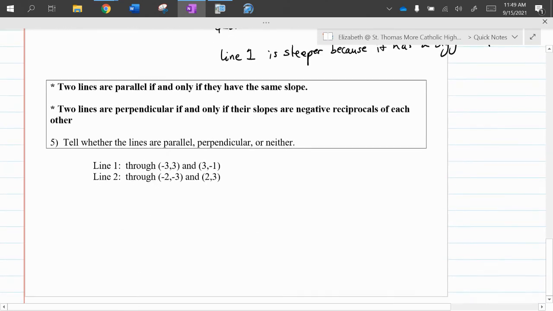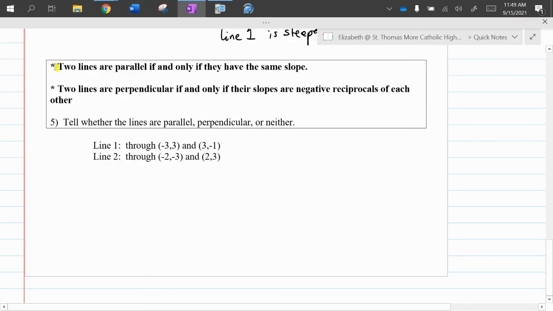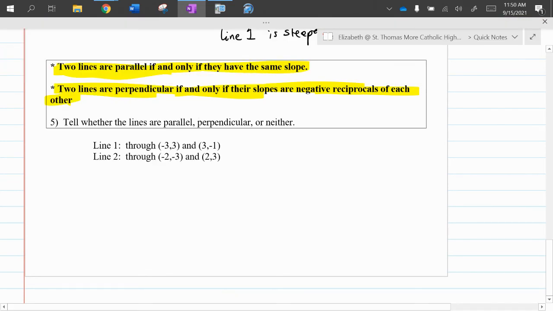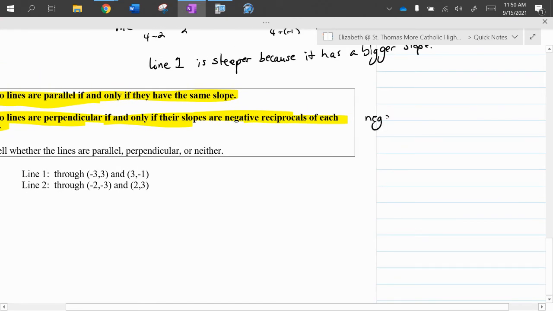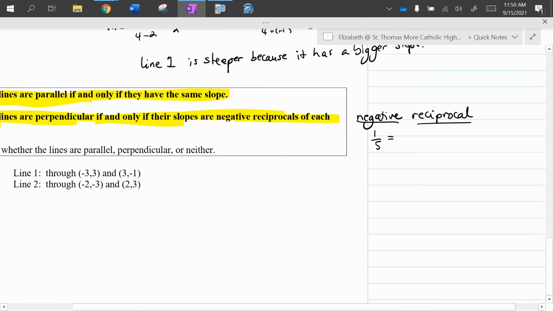Okay, and then lastly, two lines, let's highlight. Looks like we need to highlight again. Two lines are parallel if and only if they have the same slope. And two lines are perpendicular if and only if their slopes are negative reciprocals of each other. So let's go over to the side and make sure we know what it means to be a negative reciprocal. Two lines are going to be parallel if their slopes are the same. But two lines will be perpendicular if their slopes are negative reciprocals.